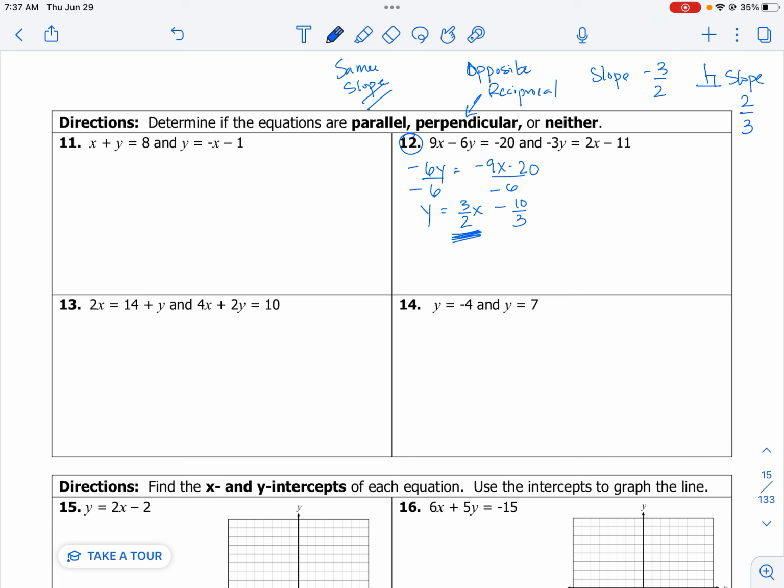So now I'm taking negative 3y equals 2x minus 11 and dividing everybody by negative 3 and getting y equals negative 2/3 x plus 11/3. And it turns out that when you look at these two slopes, they are in fact opposite. The sign is different, and they've been flipped over. So in fact, these lines are perpendicular, that's the symbol for perpendicular.